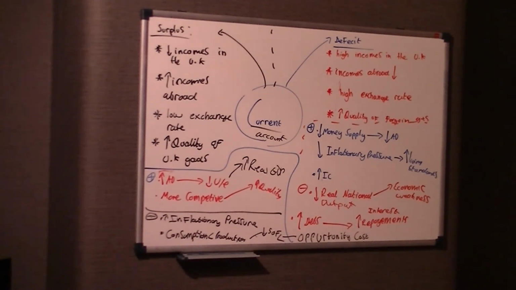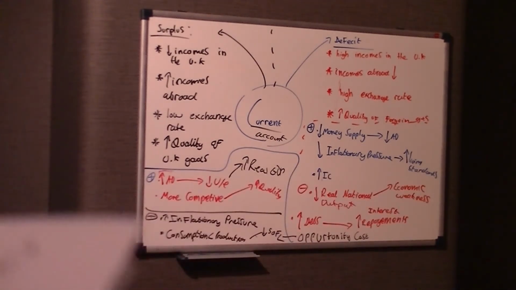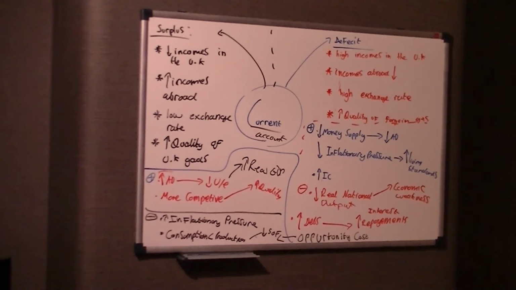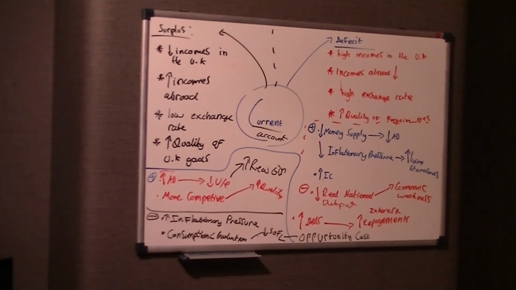However, the debit items are where, a better example of a credit item, is where someone's working abroad and sending money back to the UK, or vice versa for the debit item.